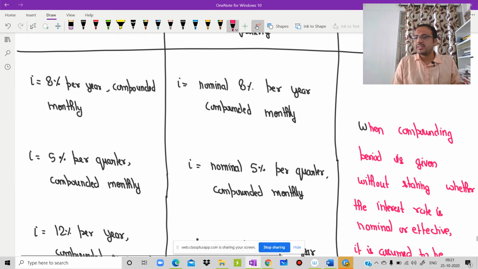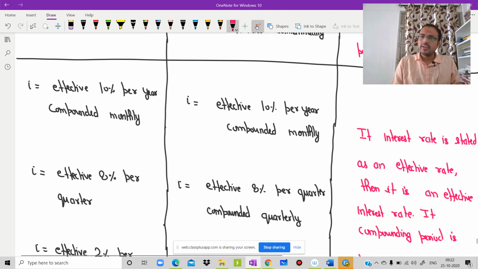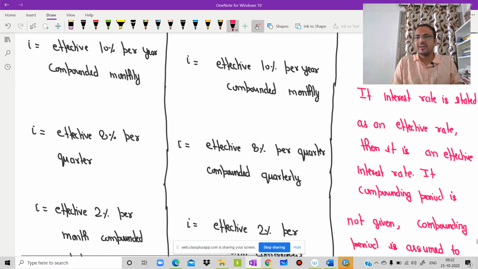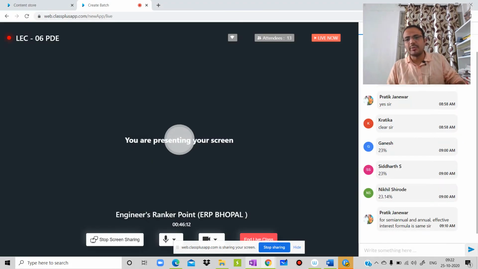And if compounding period is given without stating whether the interest rate is effective or nominal, then we will assume it nominal and the compounding period as given in the problem. If interest rate is given as an effective rate, then it is an effective interest rate. And if compounding period is not given, then again we will assume it is the given one. I hope it should be clear for this one.